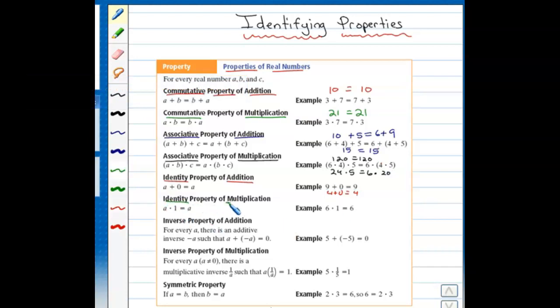The identity property of multiplication states that A times 1 is equal to A. So any number times 1 is equal to that number. 6 times 1 is equal to 6. 7 times 1 is equal to 7.